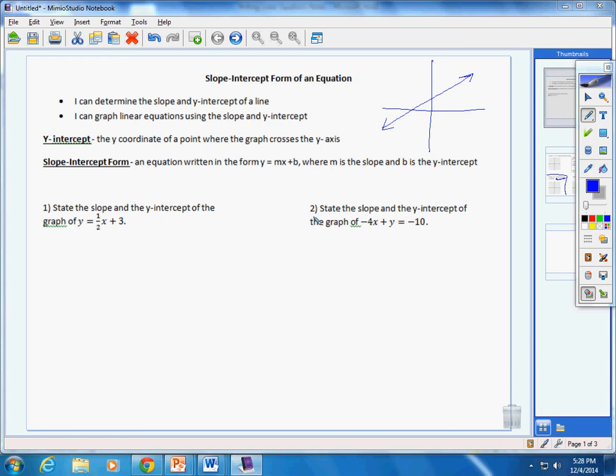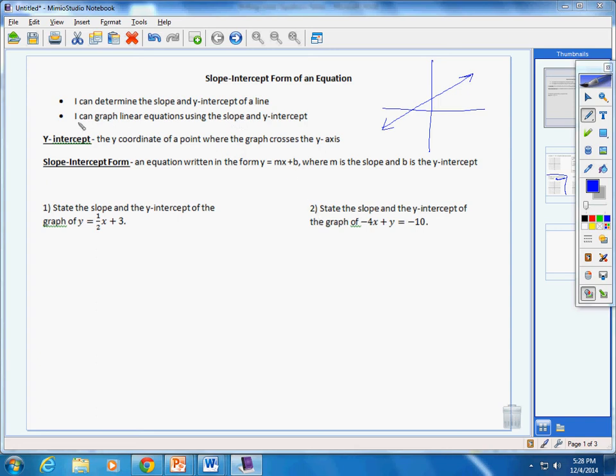Hello there, folks. I can determine the slope and the y-intercept of a line. You guys had some practice with slope yesterday, so hopefully you're pretty good at that by now. We'll continue to get better over the next couple days. But we're also going to talk about the y-intercept today.